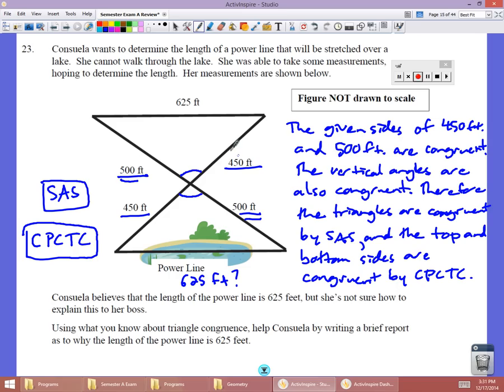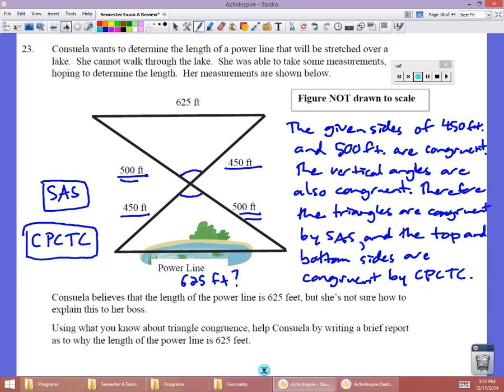And so again, we want to mention the fact that there's two pairs of congruent sides. There's a pair of vertical angles, and that makes the triangles congruent by side angle side. Once the triangles are congruent, all the corresponding parts in the triangle match up. Therefore, the top side of 625 is going to match the bottom side of 625.